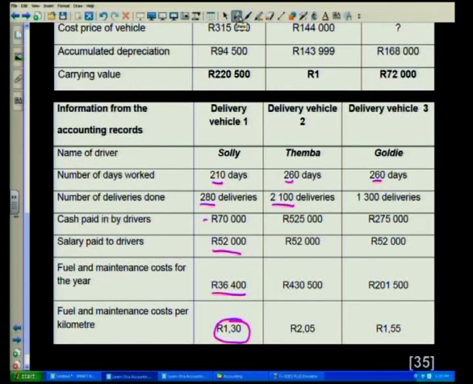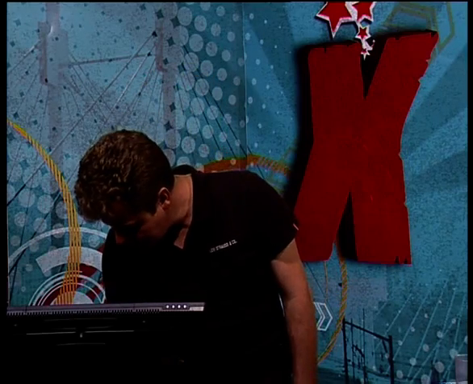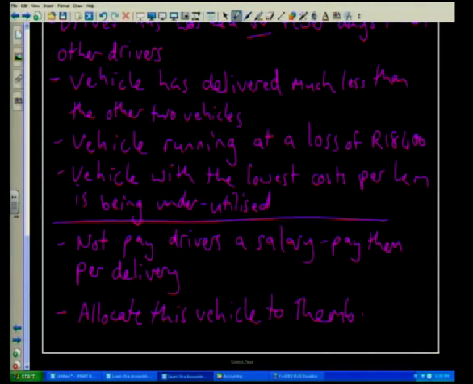Perhaps there is a valid reason for Solly only doing 280 deliveries, but if that's the case, then your cheapest vehicle should be allocated to your busiest driver, and it should work the hardest because it can save you a great deal of money. So we could say in this answer that we should allocate the vehicle to Temba, as he is the busiest driver. So any one problem, together with one solution, that should earn you the first 3 marks to the question.